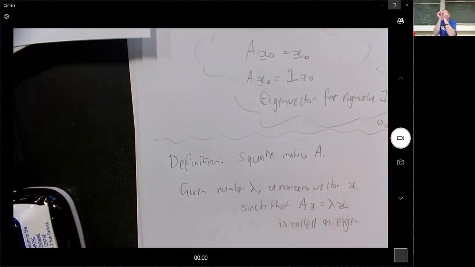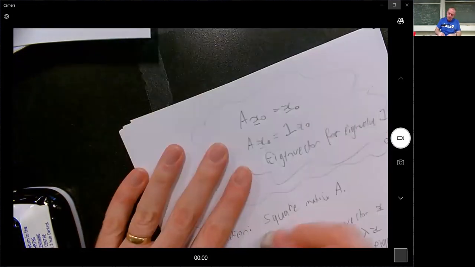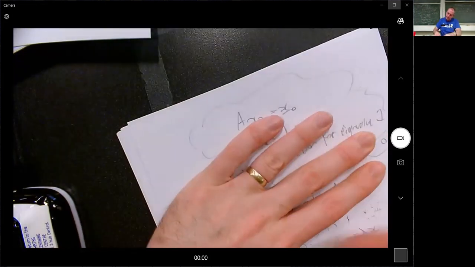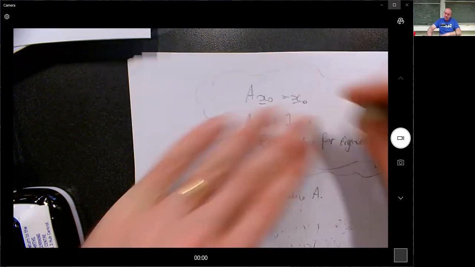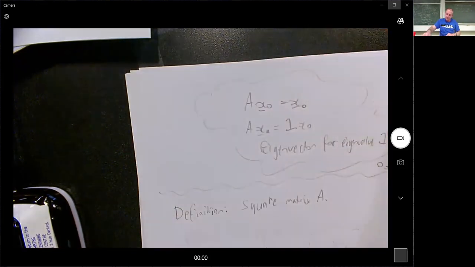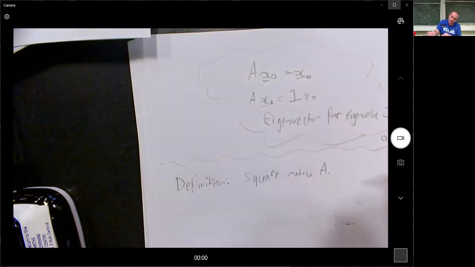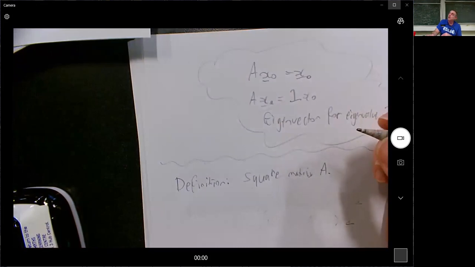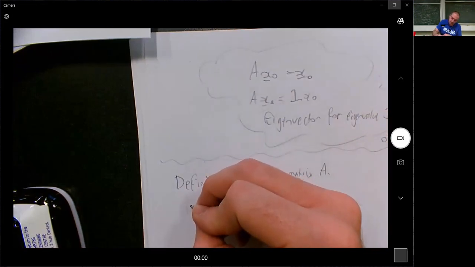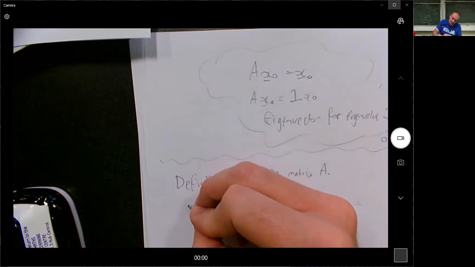Oh crap, sorry, just a second. I really have trouble defining these in ways that are useful. Sorry, I'm going to just try that again. Okay.